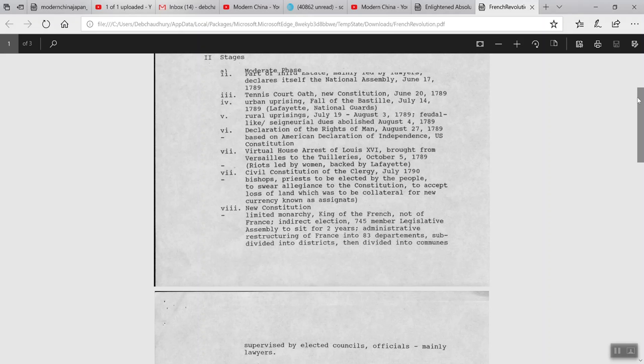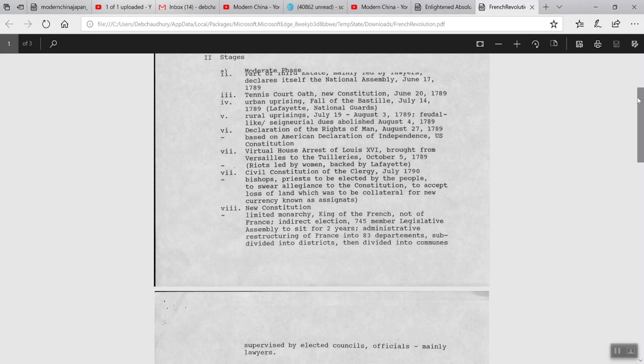But he enjoyed fewer powers. It was going to be subject to review by the Legislative Assembly. The Legislative Assembly was to sit for 2 years, consist of 745 representatives chosen by an indirect system of election, which preserved power in the hands of the more affluent members of society.